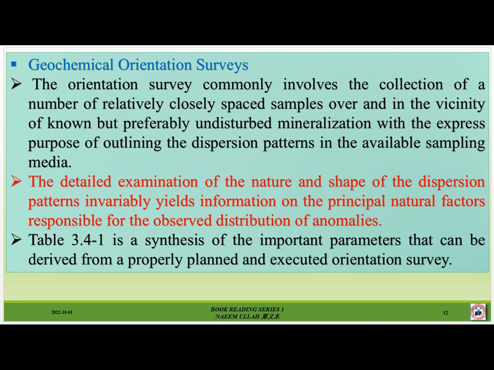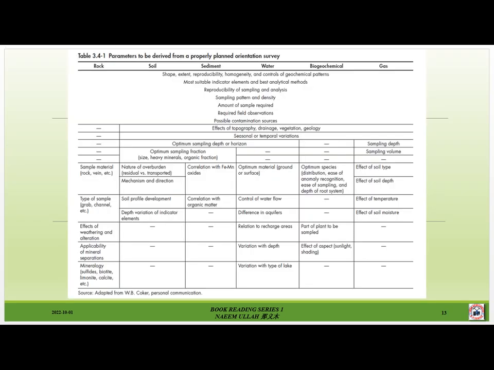The orientation survey commonly involves the collection of a number of relatively closely spaced samples over and in the vicinity of known, but preferably undisturbed mineralization, with the express purpose of outlining the dispersion patterns in the available sampling area. The detailed examination of the nature and shape of the dispersion patterns invariably yields information on the principal natural factors responsible for the observed distribution of anomalies. Table 3.4-1 is a synthesis of the important parameters that can be derived from a properly planned and executed orientation survey. This is the table which tells us the parameters to be derived from a properly planned orientation survey.